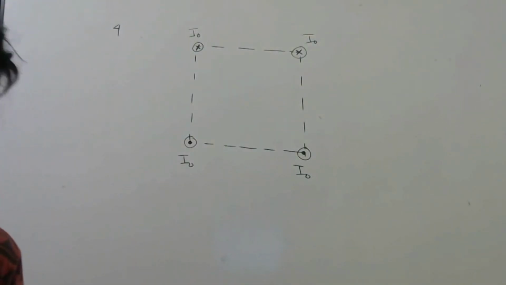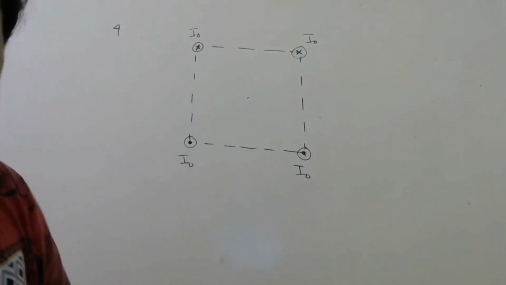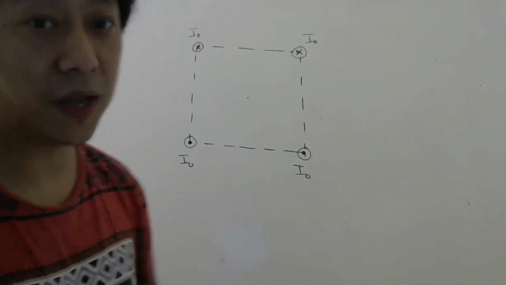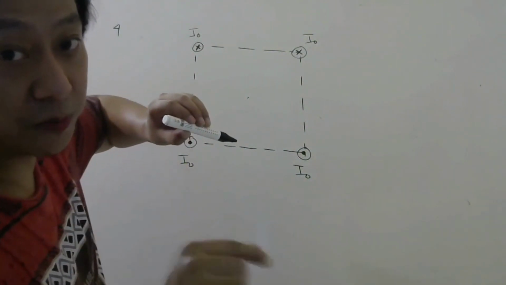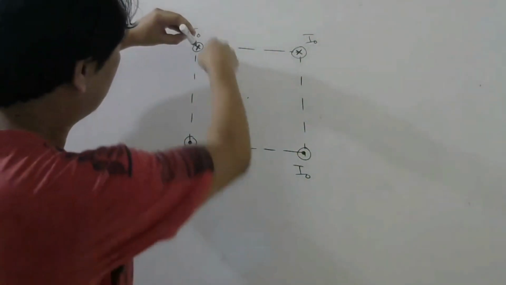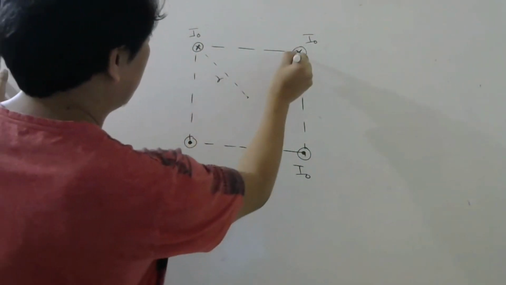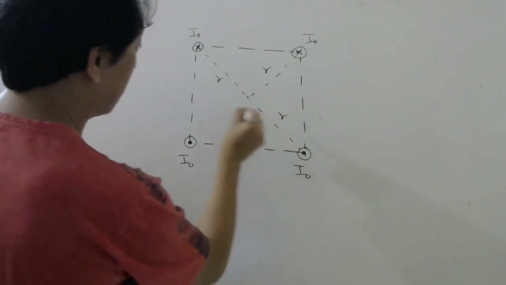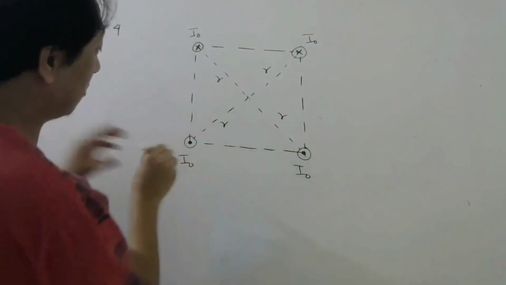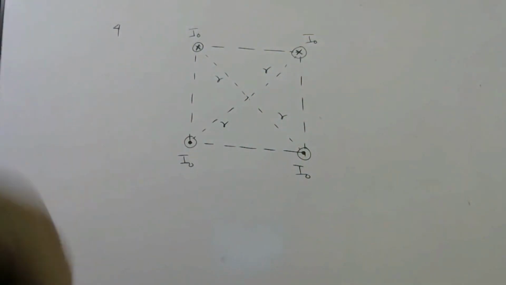So since this is an infinite wire, we can directly use the formula of an infinite wire: mu naught I by 2 pi r. Now r is the perpendicular distance between the wire and the observation point. For this wire, this is your perpendicular distance. For this also, this is the perpendicular distance. It will be the same. Right? The wire is like this. So r is the perpendicular distance.